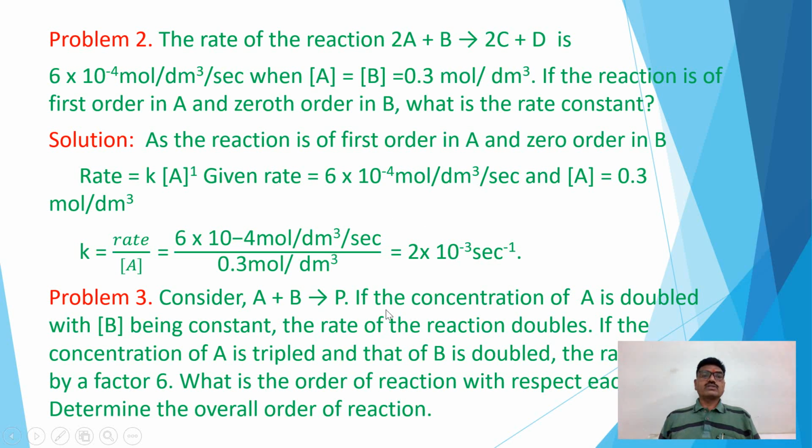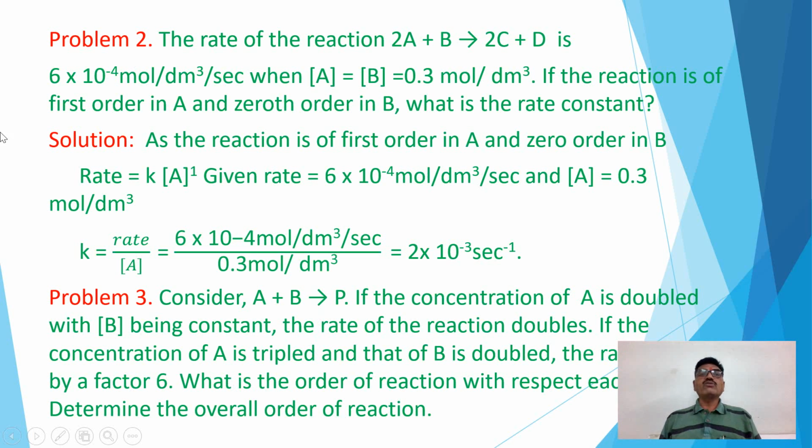Then one more, somewhat different numerical here. Consider a general reaction, A plus B gives C. So we have to use some logic here. If the concentration of A is doubled with B being constant, the rate of the reaction doubles. If the concentration of A is tripled and that of B is doubled, the rate increases by a factor of 6. What is the order of reaction with respect to each reactant? Determine the overall order of reaction.